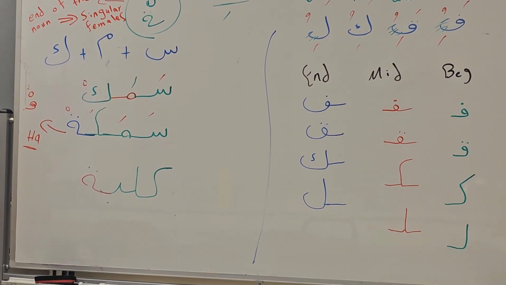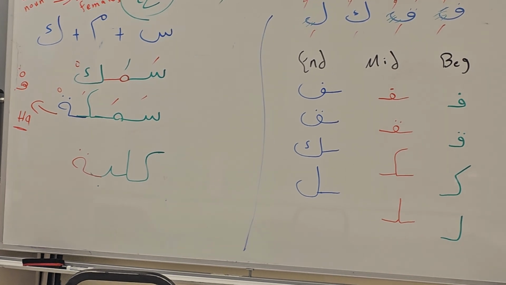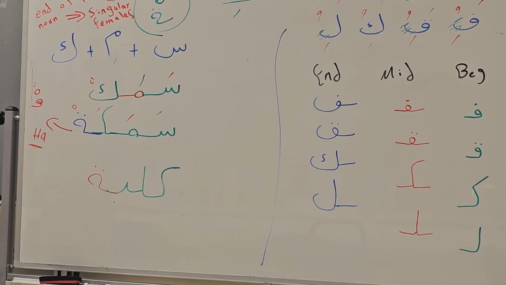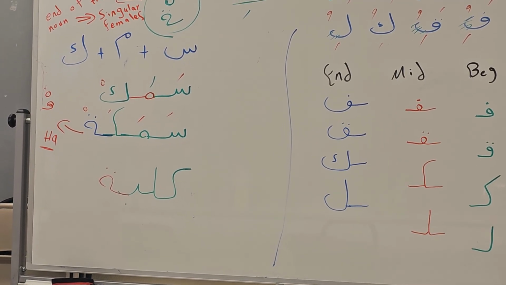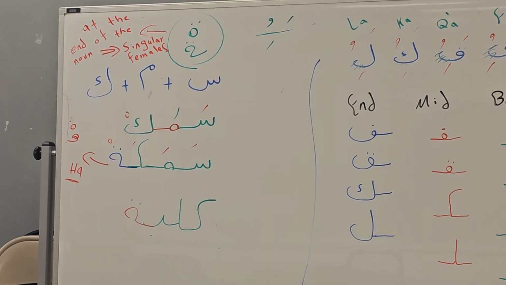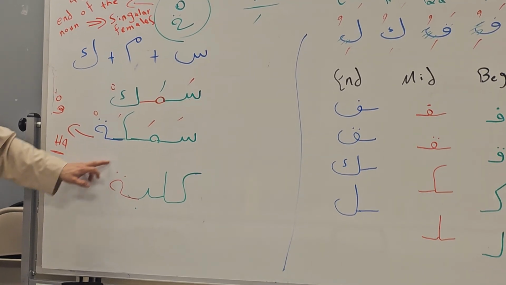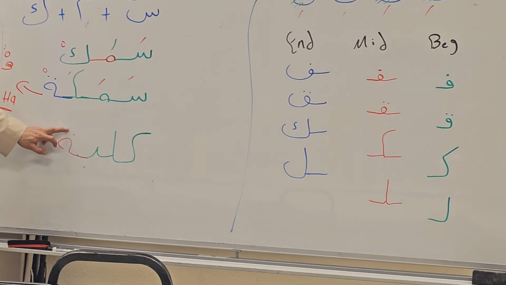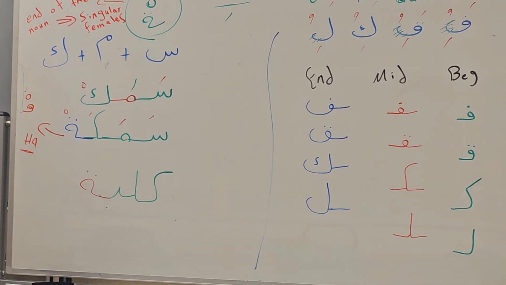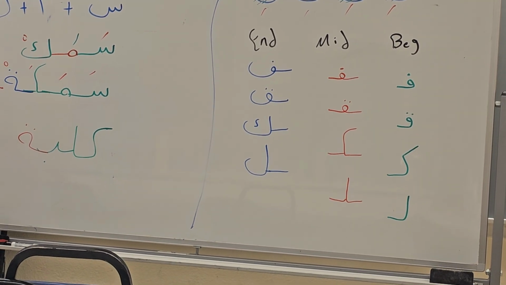Now what is it? Kalba. Remember, at the end of the word, it's going to sound like kelba. Kalba means a female dog. So, always when you see this or this at the end of the word, the noun, it means it's female. Okay.